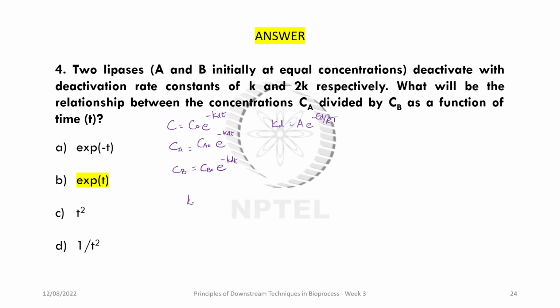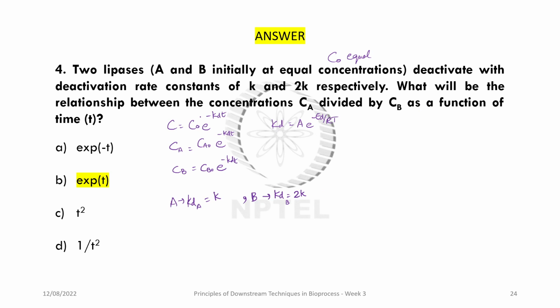Now you know that KD for A, in case of A, they're saying KD is equal to K. In case of B, KD is equal to 2K. I'm assuming you all know what the question is. Do you want me to repeat the question, for those who did not join last week? Two lipases A and B initially at equal concentrations. So they're saying that C naught is the same in both cases, C naught is equal, and the deactivation rate constants are K and 2K respectively. So what does that mean? KDA is K and KDB is 2K.